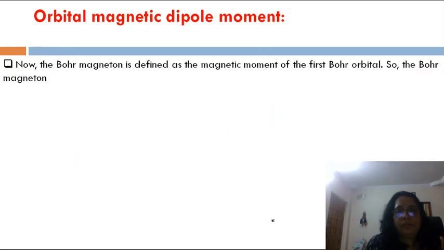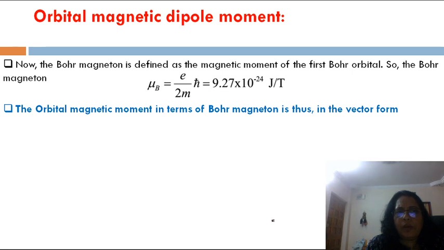So now simple mathematical steps we are using. This is the Bohr magneton. Bohr magneton is taken to be e h cross by twice m, which is a constant. It is related to the magnetic moment of the first orbit. Standard value is 9.27 into 10 to the power minus 24.